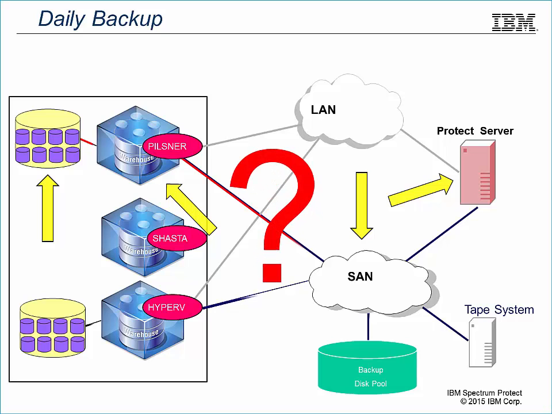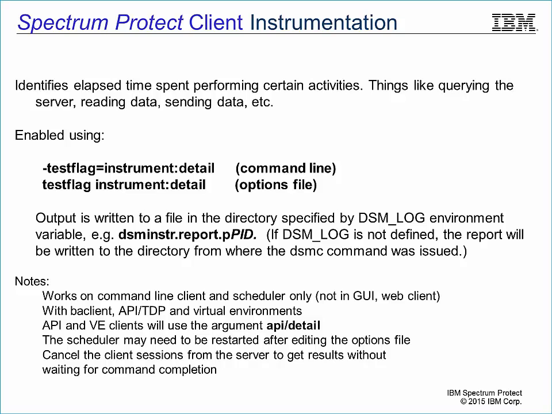Where do you start? We could start by looking at the operating system on the client or server, or we could start with the network, running iostat or Wireshark maybe. But let's save that for another day. Let's let the Protect client tell us what it knows. And we're going to do that with something called client instrumentation. Instrumentation reports identify the time spent performing certain activities, things like querying the server, reading data, or sending data.